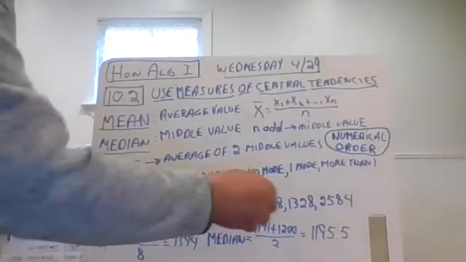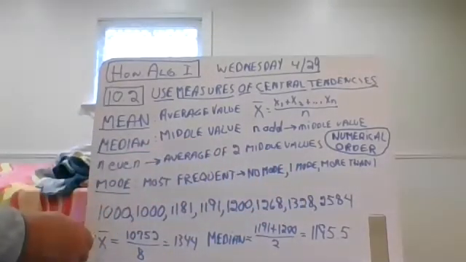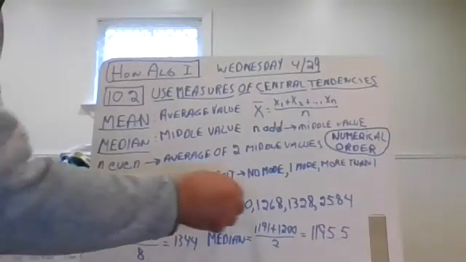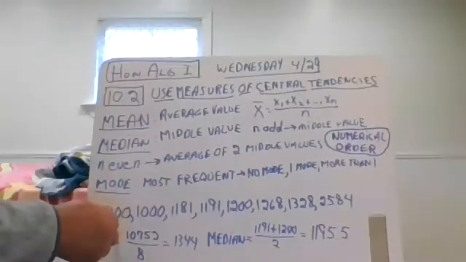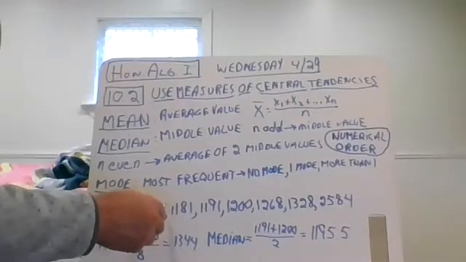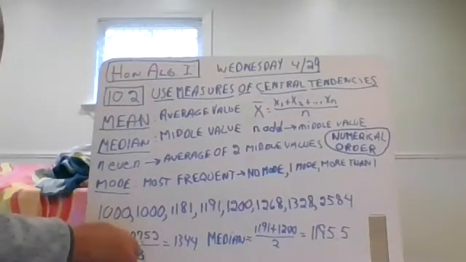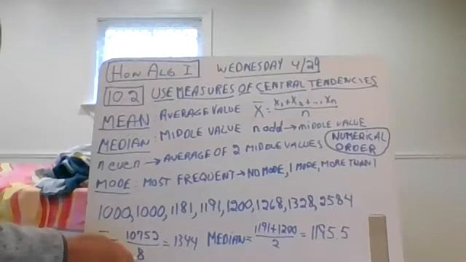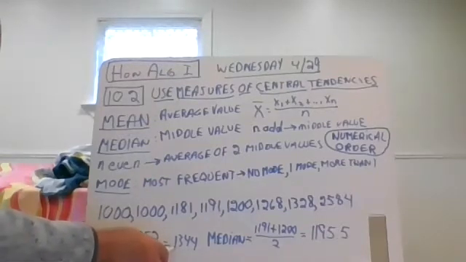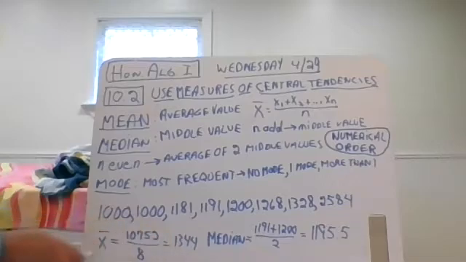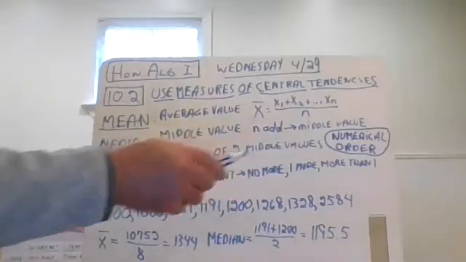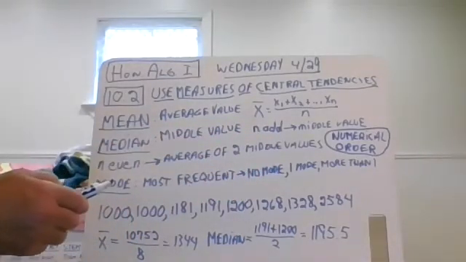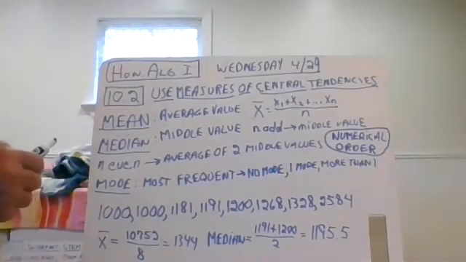So you take those 8 values to compute the mean. X bar, you add them up. They will add up to 10,752. So you go to your calculator and enter those and add them up. And then you divide it by the fact that there were 8 values. And that turns out to be 1,344. That's the mean. That's the average value of these data values. About 1,344 is the average value.